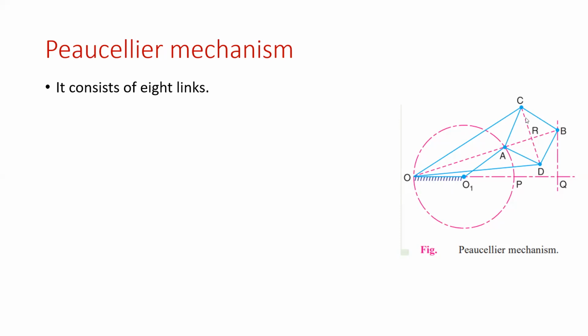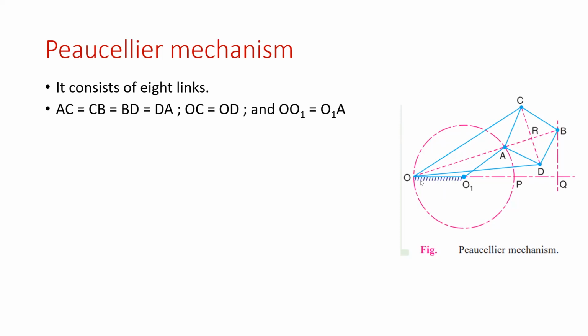And the remaining 4 links you can find in this parallelogram: AC, CB, BD, and AD. These are the 8 links by which this mechanism is made.